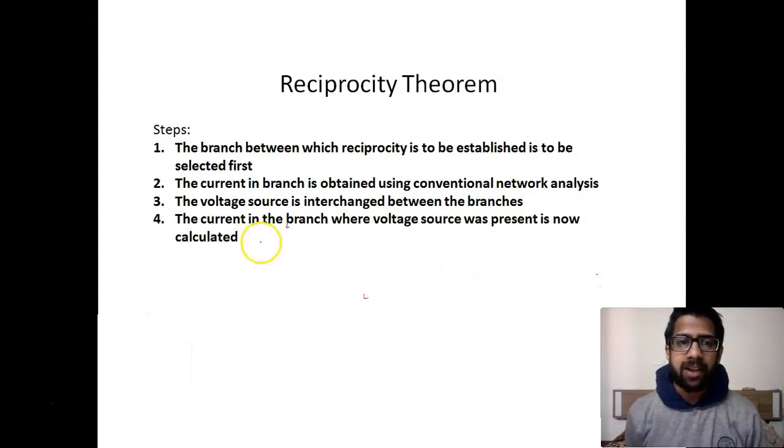The next step, the voltage source is interchanged between the branches like we did on the first slide. Just put the voltage source in the branch where initially the current was flowing. The next step, again, the current in the branch where the voltage source was present is now calculated. After calculation of this current, you will find this current is the same and your theorem is verified.